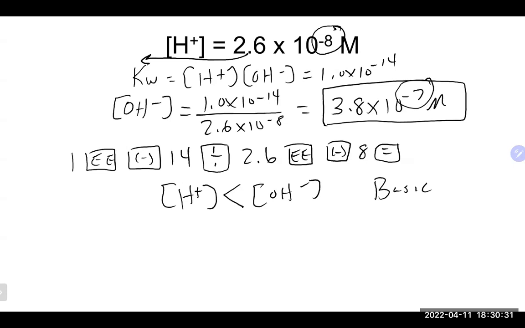Okay. So let's take a look at the next one, which I think is an OH minus concentration that's given to us.